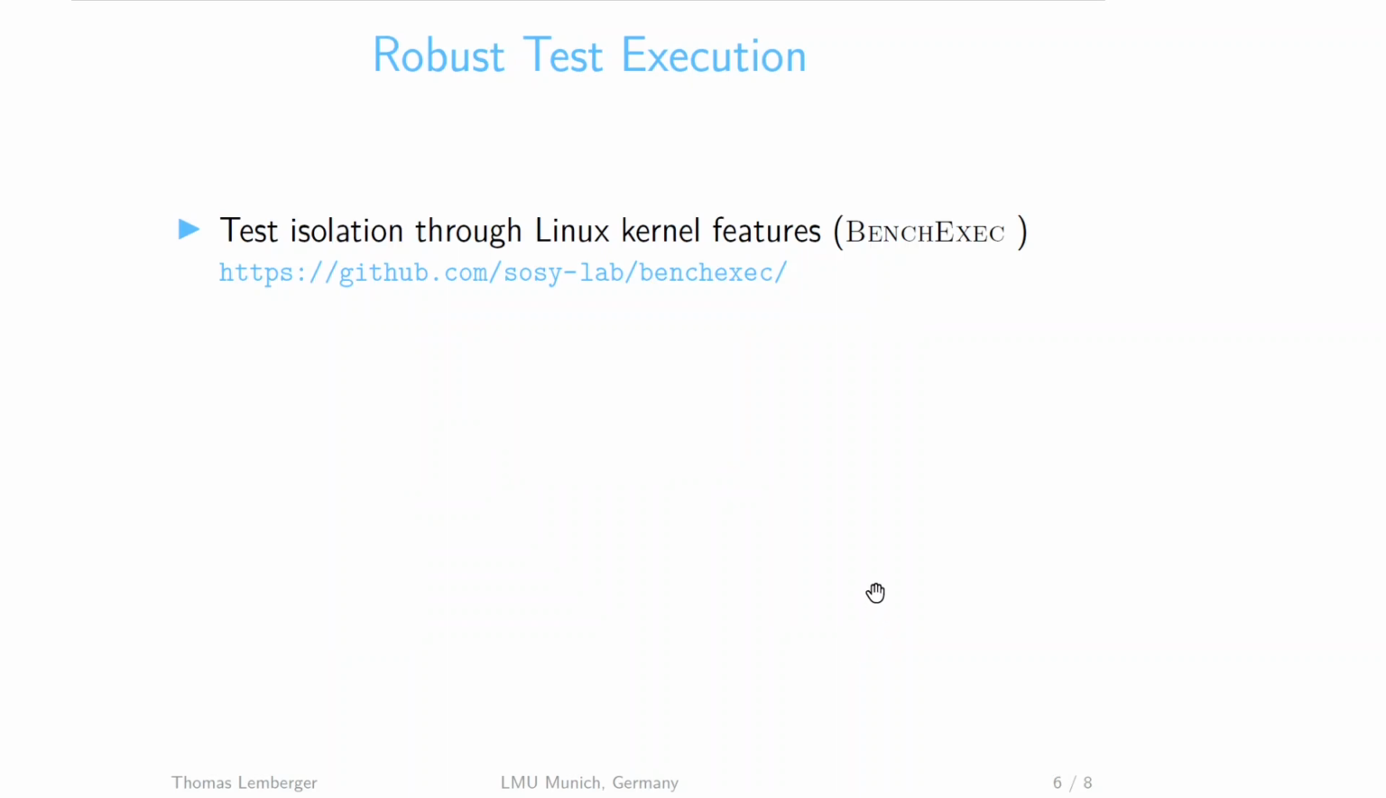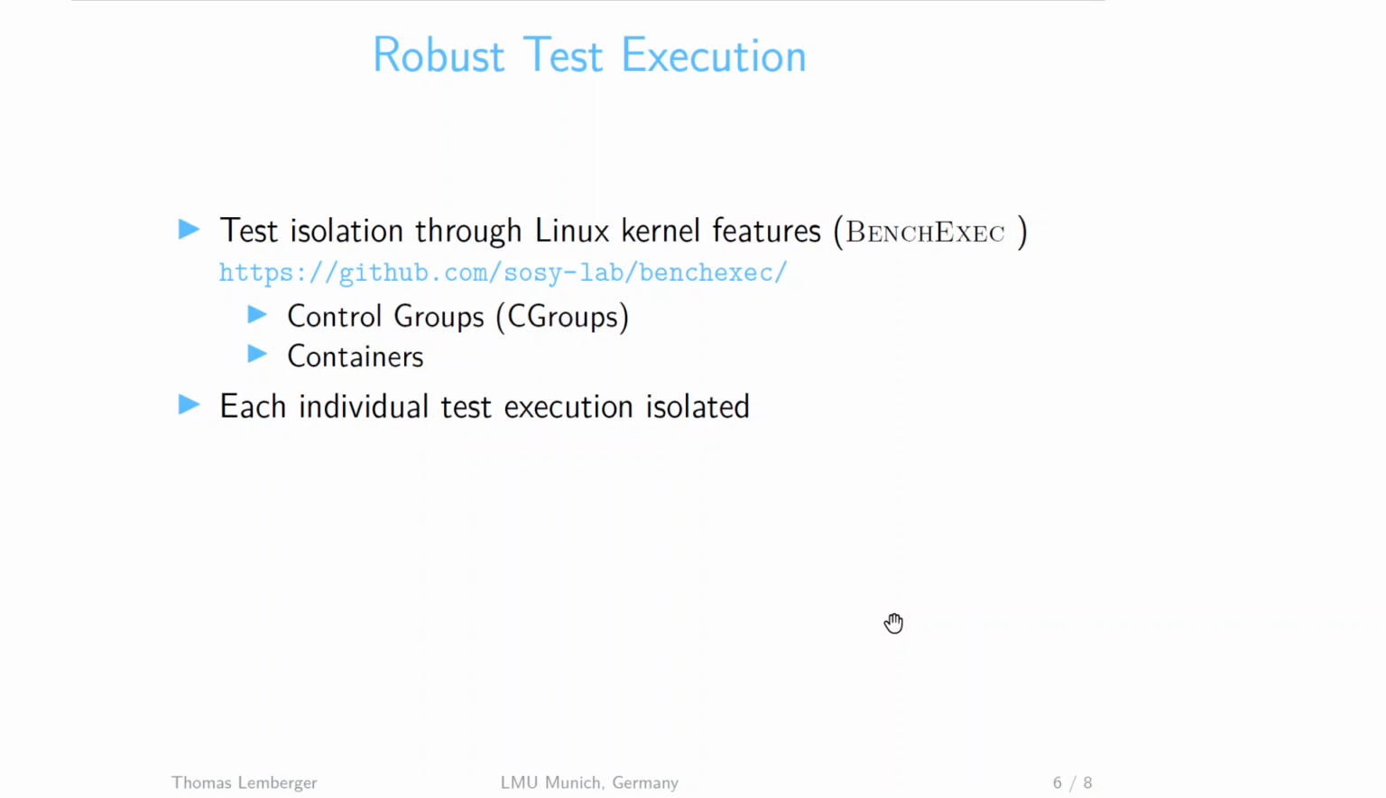We achieve robust test execution through isolation provided by Linux kernel features. All of that isolation is already implemented in another tool that we use for benchmark execution called benchexec. And it uses control groups, or cgroups in short, and containers, or namespaces. We isolate each individual test execution, and we protect against resource exhaustion. So we have maximum limits that are allowed for resource usage, like CPU time, memory, or number of processes spawned.